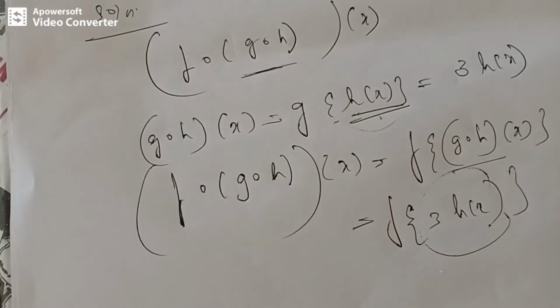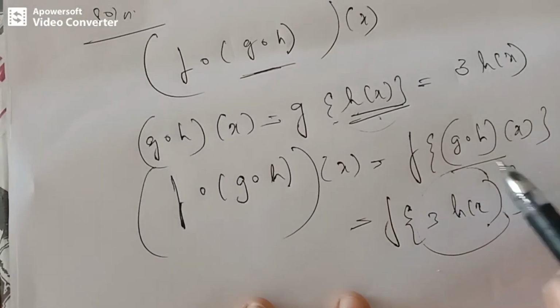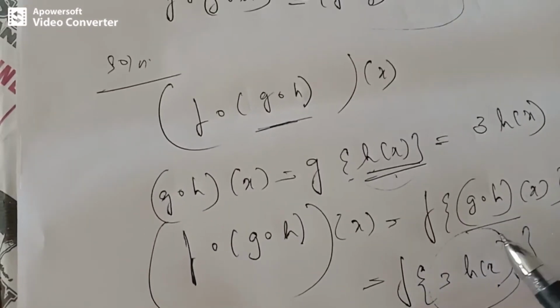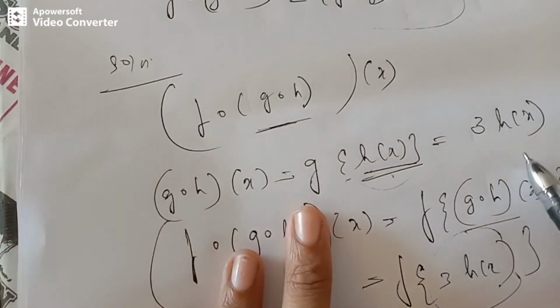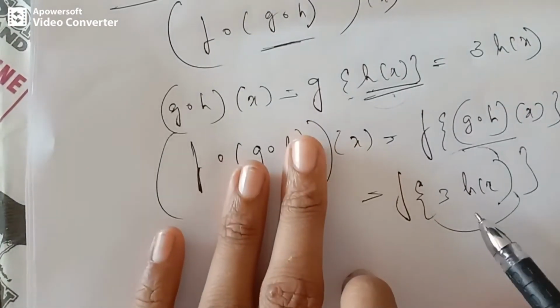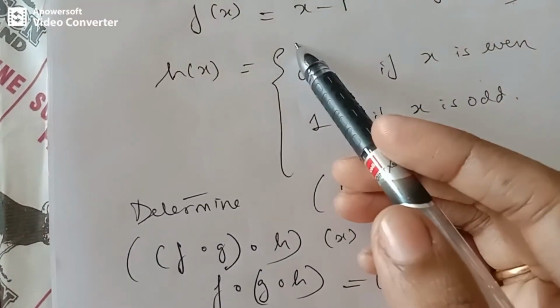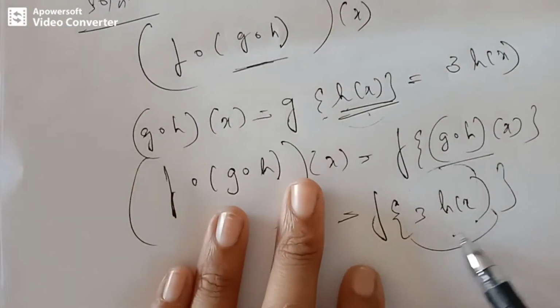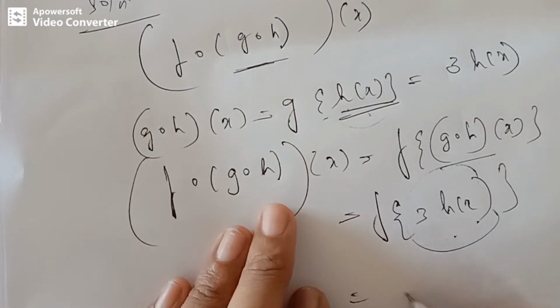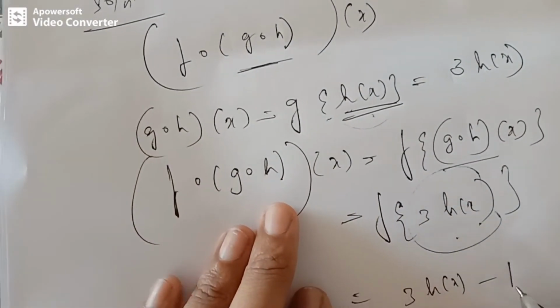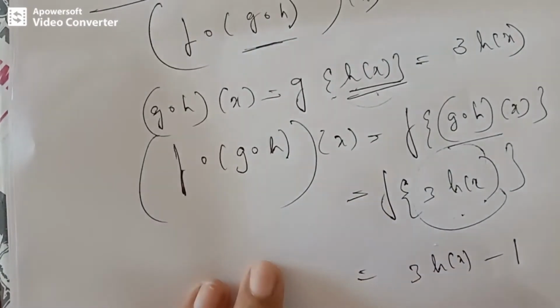So continue with the problem. We have already substituted g composite h of x, that is, g composite h of x is given by 3 into h of x, the same value. So now we have to find out what is f of x. f of x is x minus 1. So let's substitute 3 into h of x in place of x. So 3 into h of x minus 1.